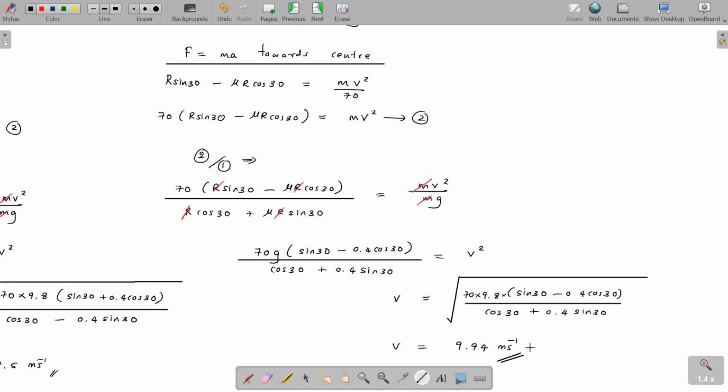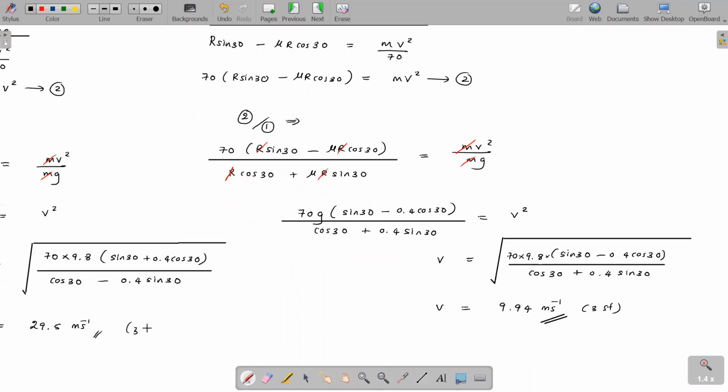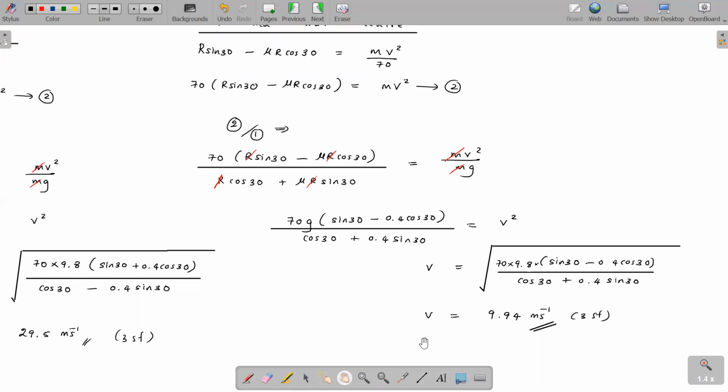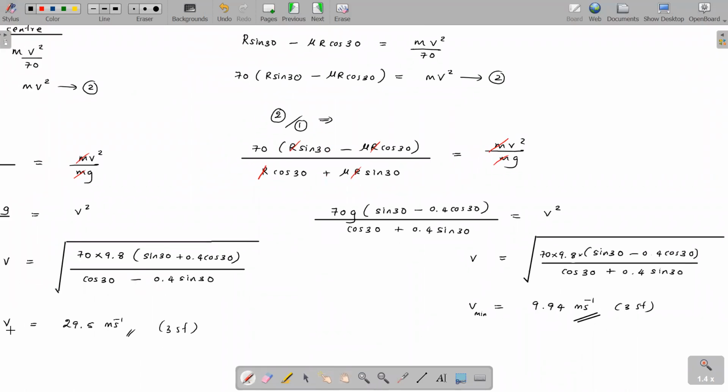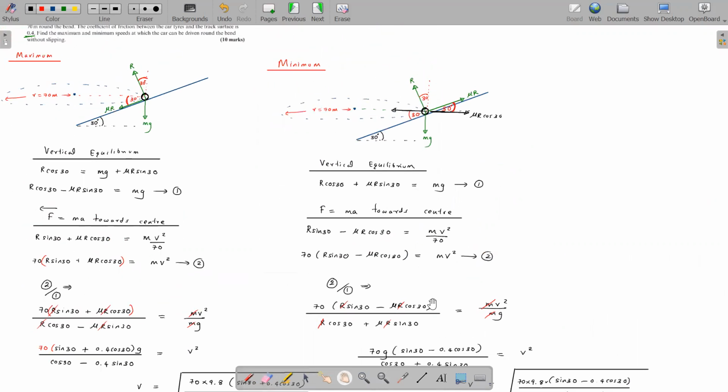Okay, all of this and this answer is correct to 3 significant figures. Okay, so you can see this is the maximum speed and the minimum speed. So the minimum speed, and this was the maximum. So guys, the maximum speed and minimum speed depends only on one thing, and that depends only on what? The direction of the friction.